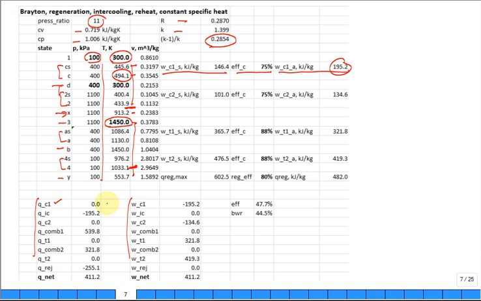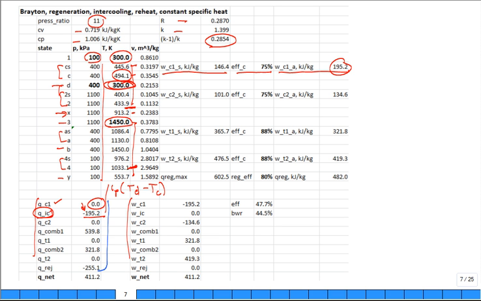Why is it 0? There is no heat transfer in the first compressor. We assume it's adiabatic. And then you have Q in the intercooler. What's the heat transfer per unit kilogram of air going through the intercooler? It's negative because it's out, 195.2. All that is delta H, but C sub P times the change in temperature, right? So it comes out of the intercooler at temperature D. Temperature D minus temperature C. Temperature at state D is 300.